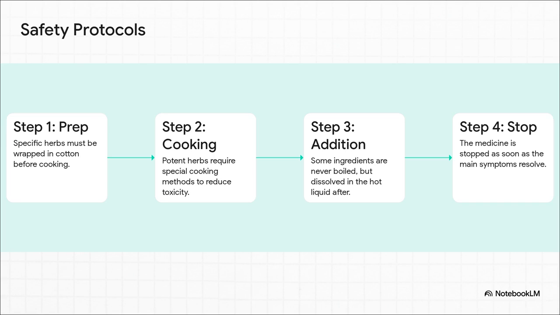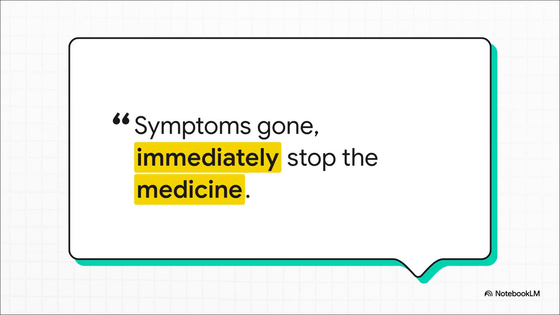There were specific prep rules, like wrapping certain minerals in cloth before cooking. The cooking itself was highly controlled. Something like aconite had to be cooked in a very specific way to make it safe. Even how you added ingredients mattered. Some were never boiled at all. And then there was the final absolute rule. You stop the medicine the moment the main symptoms are gone. This principle, Zhong Bing Ji Zhi, was completely non-negotiable. Think of it like a firefighter. Their job is to put out the fire, and as soon as it's out, they turn off the hose, immediately. You use that immense power for a very specific job, and the second it's done, you shut it off. It's the ultimate built-in safety switch.